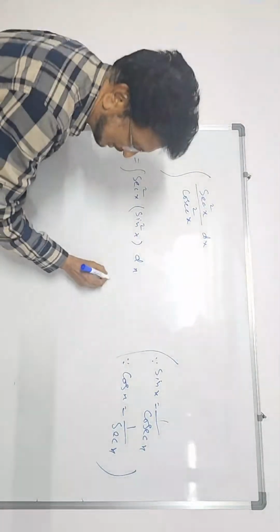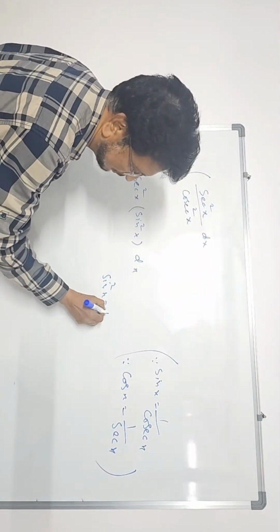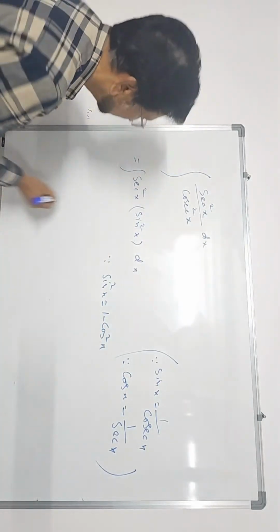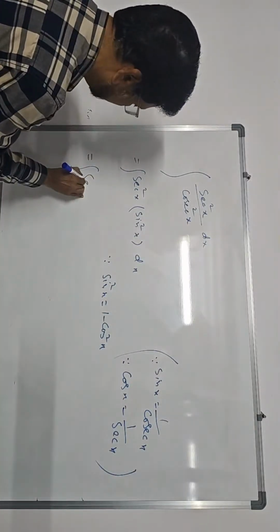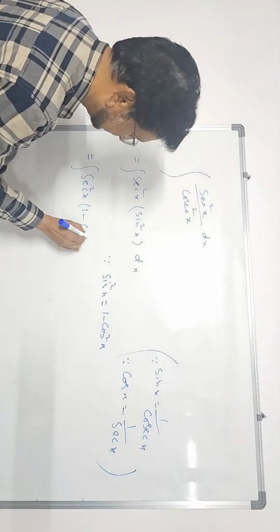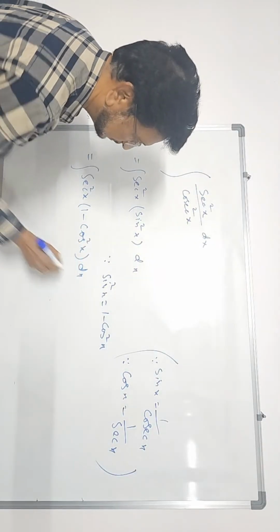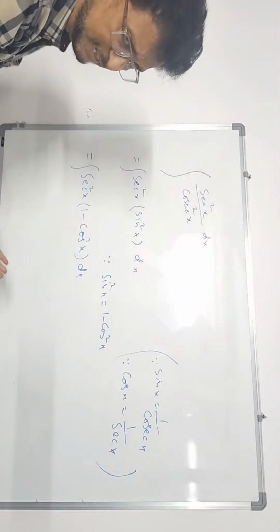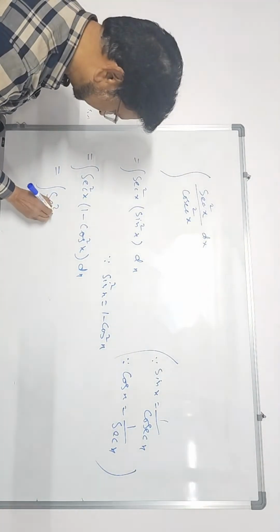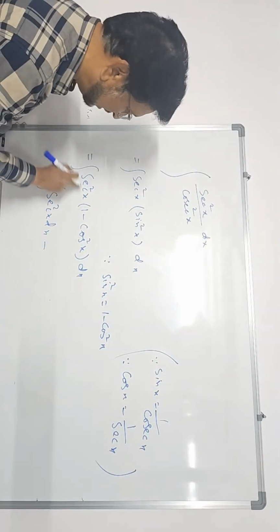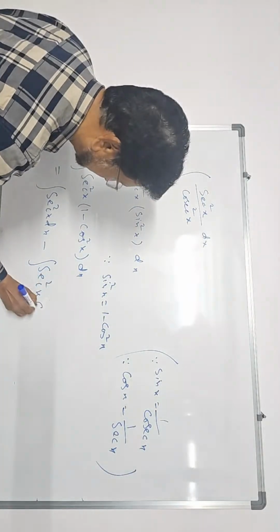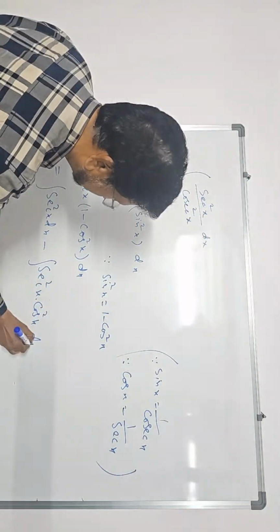Now, sin square theta, you know, is equal to 1 minus cos square theta. This is the formula we studied in 10th class itself. Therefore, we shall write sec square x bracket, in place of sin square, I will write 1 minus cos square x. Now open the bracket and get the answer. Sec square into 1, sec square x, minus sec square x into cos square x dx.